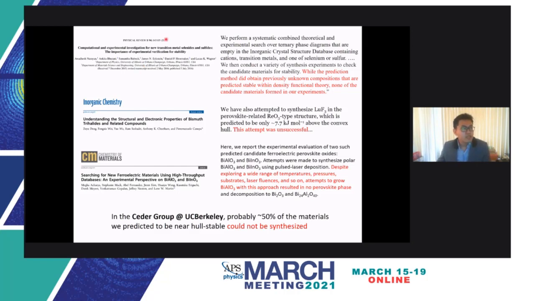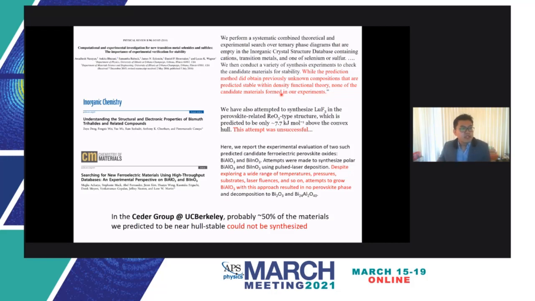This is a paper published in 2016 from Professor Shoemaker and Professor Wagner from UIUC. I'm just going to read the section that I think is relevant. We perform a systematic combined theoretical and experimental search over ternary phase diagrams that are empty in the ICSD, containing cations, transition metals, and 1 selenium or sulfur, so look for sulfides and selenides. We then conduct a variety of synthesis experiments to check the candidate materials for stability. While the prediction method did obtain previously unknown compositions that are predicted stable in DFT, none of the candidate materials formed in our experiments. Okay, convex hull stable materials that did not form in their experiments.